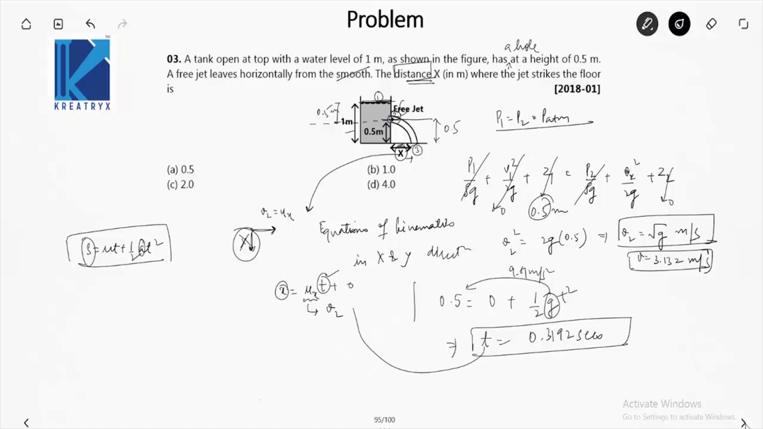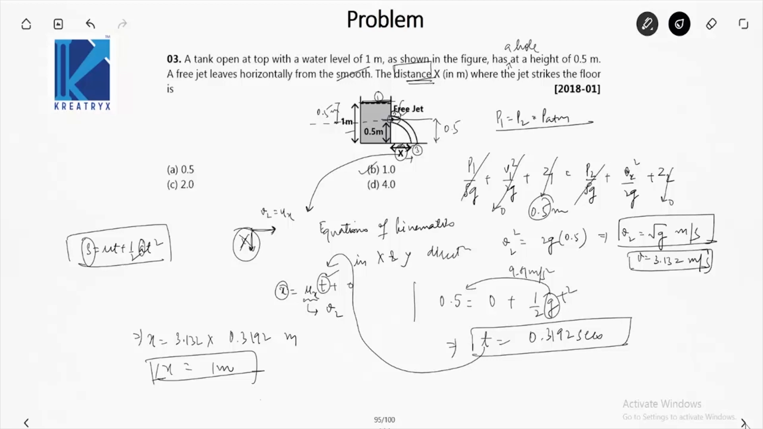Put this t here. Can you get x? Yes, you will get x. That implies x will be 3.132 into 0.3192 meters. That will be 1 meter. So the option will be B.